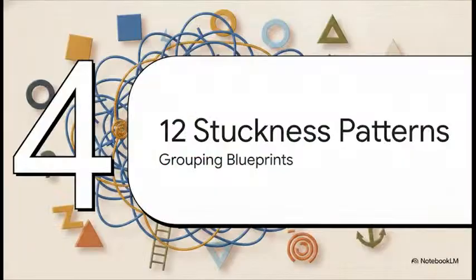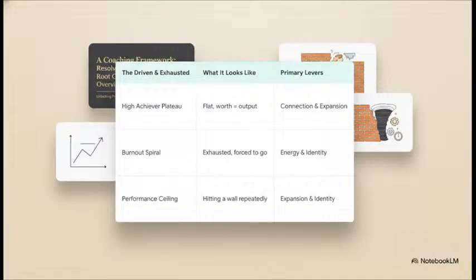Which brings us to part 4, the 12 patterns of stuckness. We're going to group these blueprints to make them super easy to digest. All right, first up we have a group called the driven and exhausted. Take the high achiever plateau, for example. This is the person who looks incredibly successful on the outside, but inside, they feel flat, bored, or like a machine just going through the motions, mostly because they believe their worth equals their output.